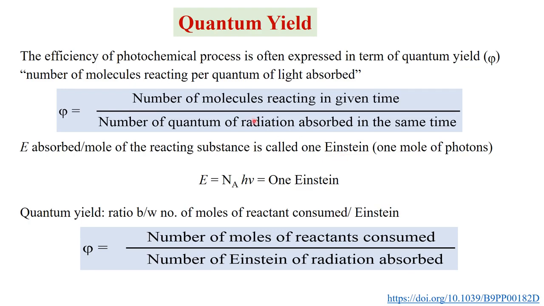Usually, we do not take reactants as molecules, we take our reactants in the form of moles. So 1 mole of photons is called an Einstein. Energy of 1 mole of photons is called 1 Einstein. Or we can say that the quantum yield is a ratio between the number of moles of reactant consumed per Einstein absorbed.